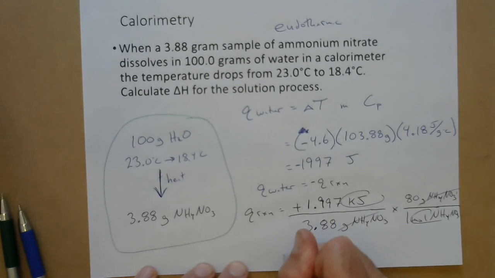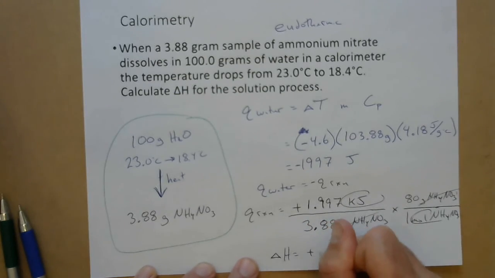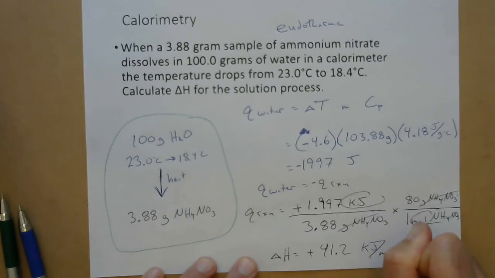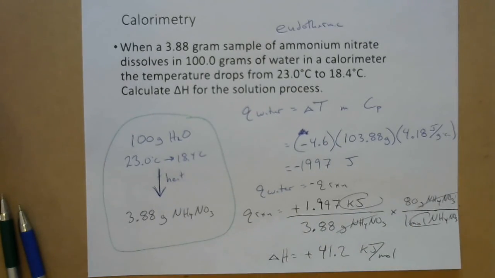And when you do that on your calculator, you're going to get that delta H is equal to positive 41.2 kilojoules per mole. All right, so you know that this one is endothermic because delta H is positive, which is the opposite of what our last example was. But the rest of the process is basically the same.